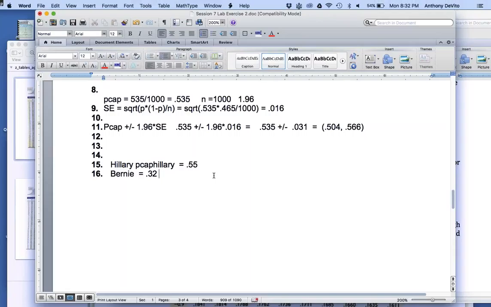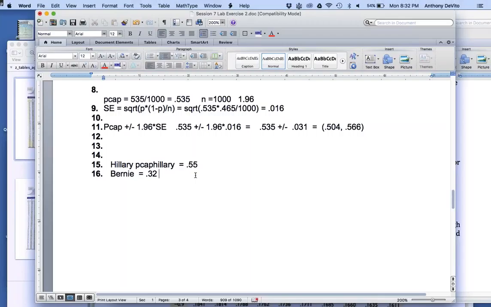Okay, so if I were to calculate my standard error, I would get a different standard error for Hillary and for Bernie because they have different proportions, right? And then when I added and subtracted, I would get a different margin of error because I'd take 1.96 and so on and so forth. Well, that's kind of a pain because I'm going to get a different number for both of these.